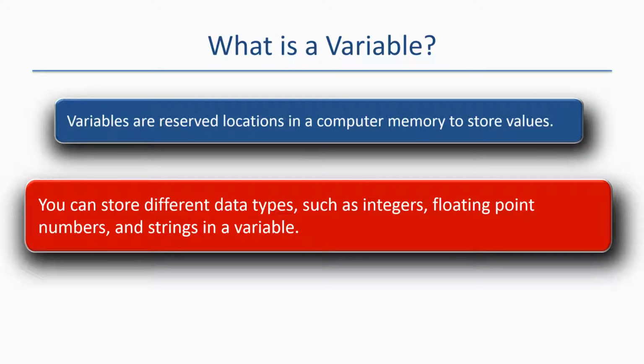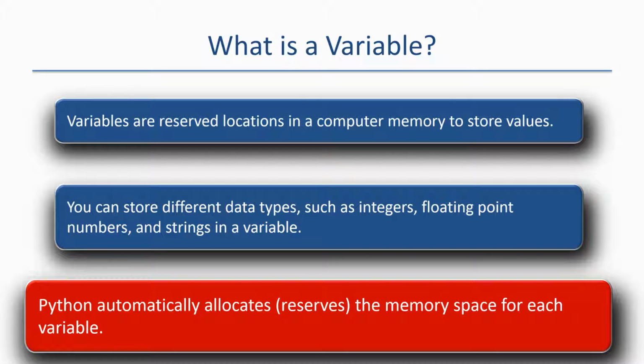We can store different data types such as integer, floating point numbers, and strings in a variable. If you do not understand these data types, don't worry about it. This will be covered in future lessons. All you have to know is that you can store different types of data in that memory location.